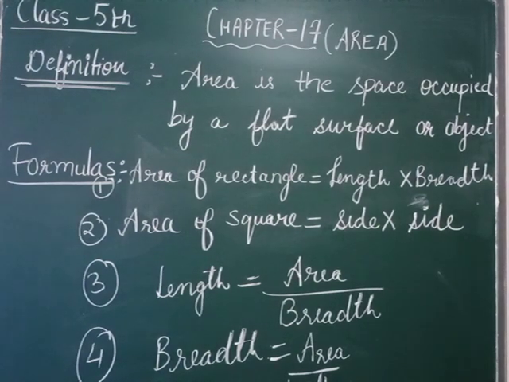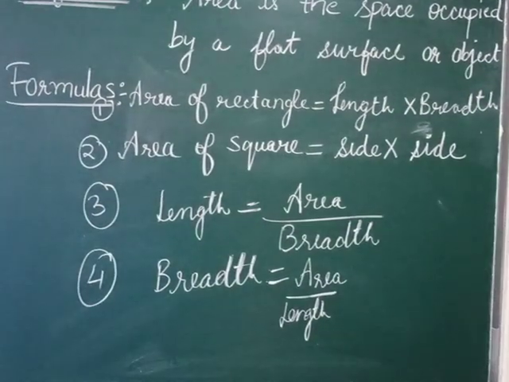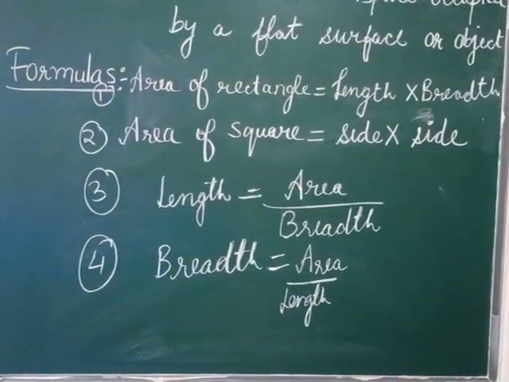Now here are some formulas written on the board. These we will use when we will be solving the sums of exercise 17.1. Now you know very well what are the flat shapes or surfaces. If we talk about flat shapes, we know it will include rectangle and square. Different shapes may have different ways to find the areas, and I have written here the formulas. You have to remember these formulas in order to find the area of different shapes.